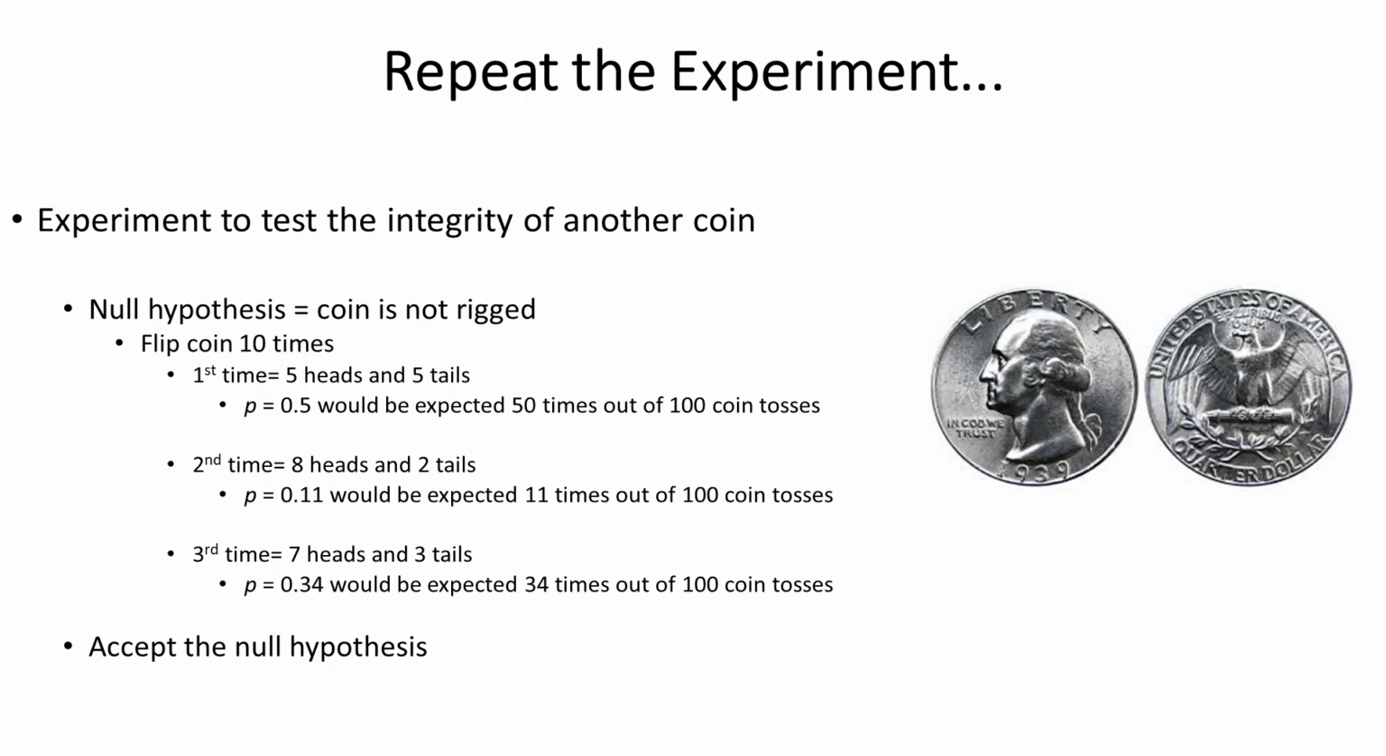We do it a third time, and we get 7 heads and 3 tails. This is a p-value of 0.34. Again, from this experiment, this is obviously a much better coin, and we would accept the null hypothesis. And as far as interpreting p-values, this is all you need to know. You don't need to know how to do the statistics to get the p-value.